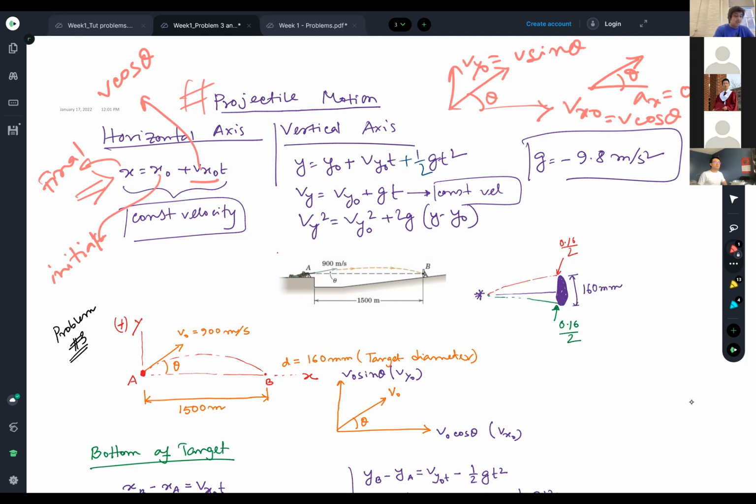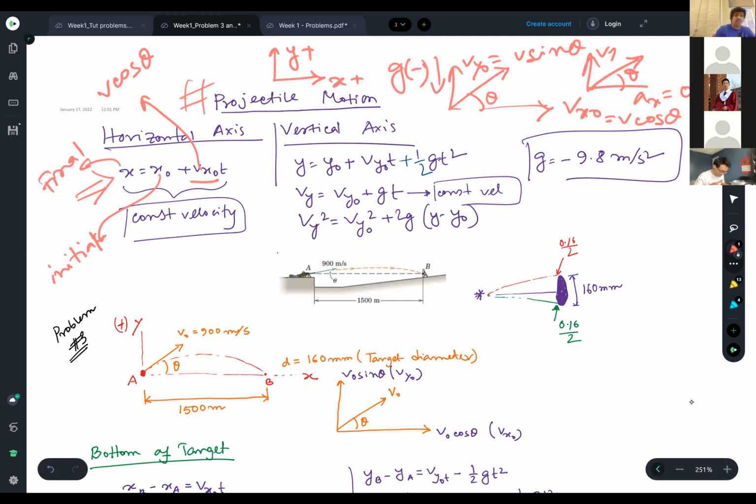But when you are considering the y motion, then you have an acceleration or deceleration naturally occurring, that is gravity, right? And gravity is acting downwards. So it is important to set up your coordinates. For example, for this problem, I have set this x as positive and this y as positive upward, so our gravity is negative since it is acting downwards, right?